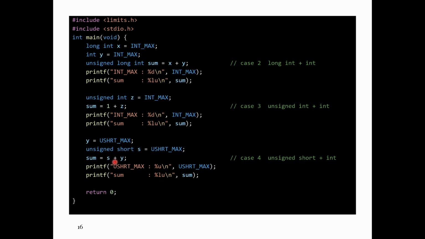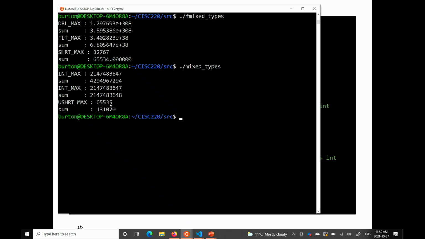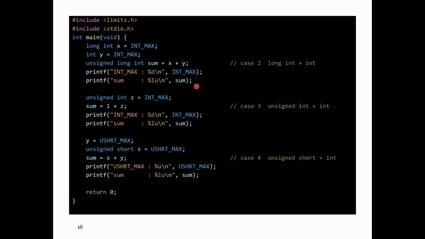And it does. So unsigned short max is 65535. The sum is twice that. So everything works, and nothing surprising happens on this slide. The conversions happen the way they're described. The results are all correct, or the results are the ones that you expect.